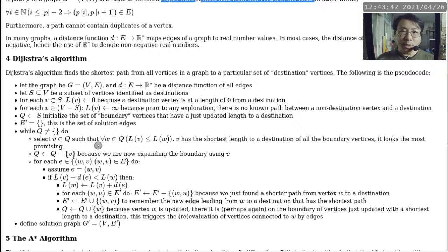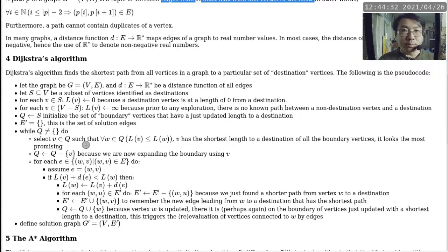Let's say you have picked a particular vertex as v. Then you have to subject that vertex v to this criterion and see if it is going to return true or not. What this criterion does is look through every single vertex in Q and make sure that the L value of v is less than or equal to the L value of w. So in plain English, it is selecting a vertex in Q that has the least L value. That is basically what this statement is trying to say.